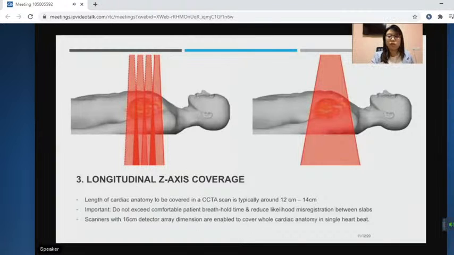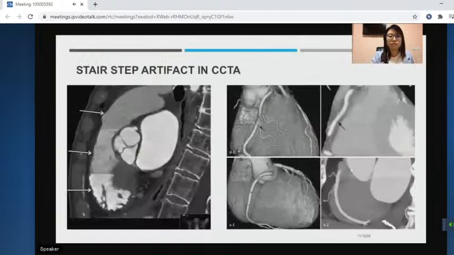But now we have a 16 cm detector size to cover the whole heart in just a single heartbeat. This is the step artifact which we have when we use 64 slices. You can see the inhomogeneous contrast filling throughout the heart, and also the misregistrations between the steps as the table moves during the acquisition.